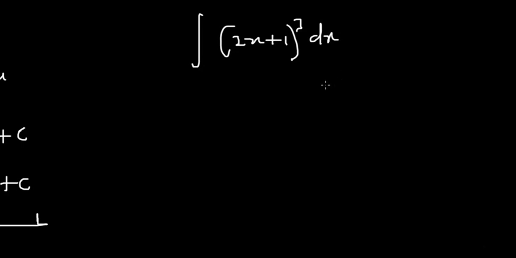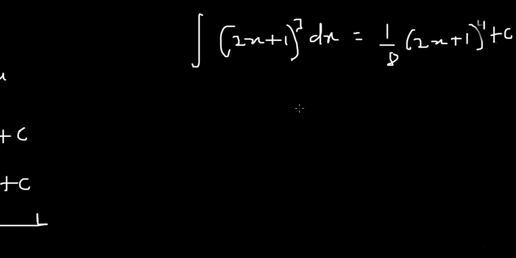So let me show you how I did this. Let me rewrite the answer again and then show you how I did that. From here I have 1 over 8, and then we have (2x + 1) exponent 4 plus C. Let me correct that. That's exponent 4 plus C.